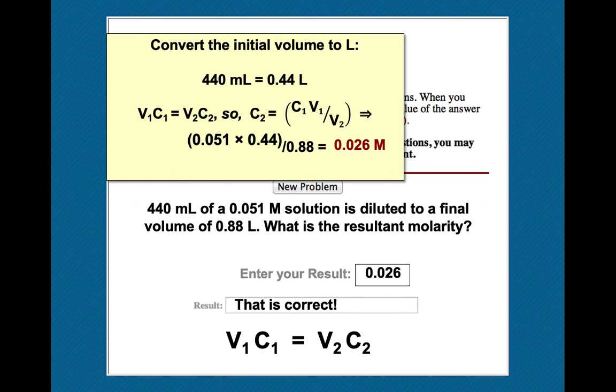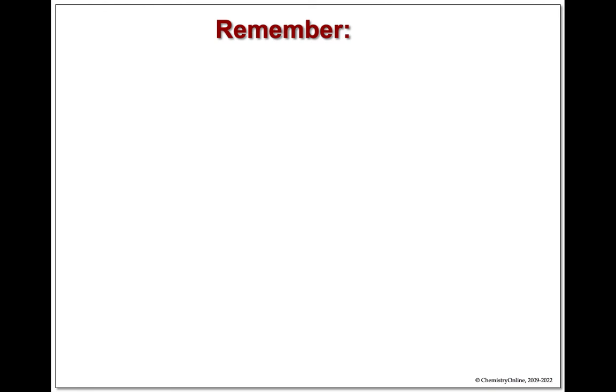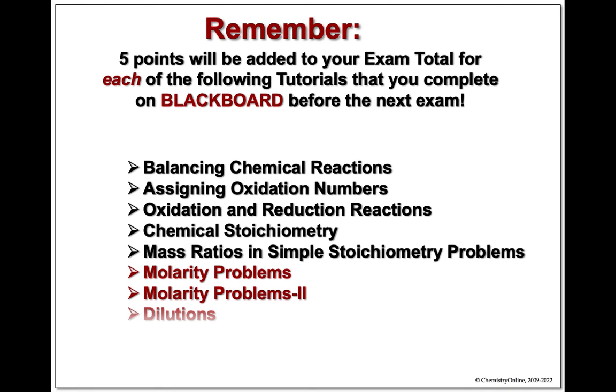All right, here's our list. Balancing, oxidation numbers, redox reactions, stoichiometry, mass ratios. Today, molarity 1 and 2, and dilutions. On Wednesday, remember, we will do the empirical formula. Please read it beforehand. Make sure you're up on it and be very, very careful. All right, have a good day.